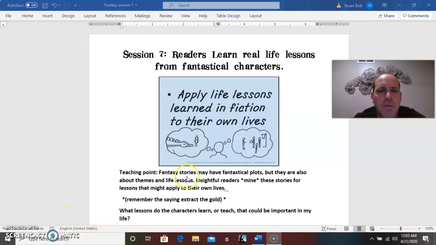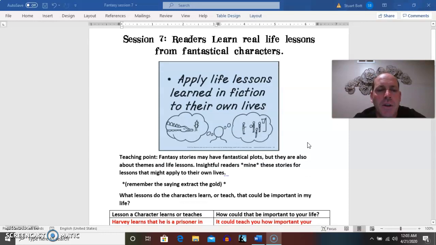Just like the prompt here says, apply life lessons learned in fiction to their own lives. So you're making a comparison between what you're reading and what may have happened to you, or what you have an understanding of. So the teaching point: fantasy stories may have a fantastical plot, but they are also about themes and life lessons. Insightful readers mine these stories for lessons that might apply to their own lives.